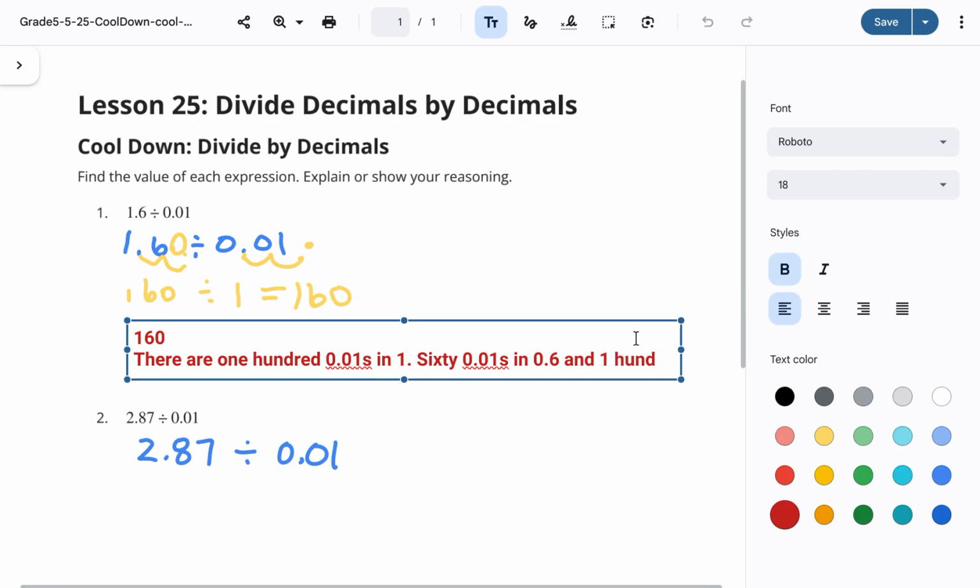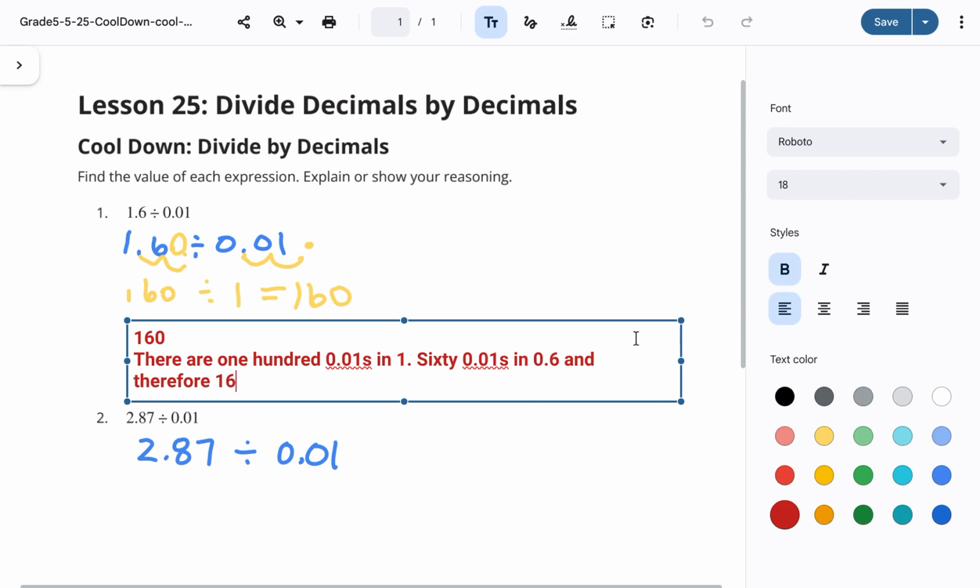Actually, let's write it all together. And therefore, there are 160 hundredths in 1 and 6/10. Okay, so notice here, boys and girls, I didn't actually write out move your decimal 2 times in the divisor and 2 times in the dividend. That's a procedure that helps us do it efficiently, but in all of our lessons in Unit 5, we can explain it with mathematical reasoning instead, right?